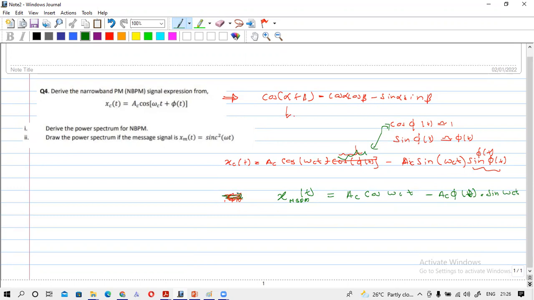So why do we use the narrowband assumption actually? Here you can see that we have a function of a function. When we are dealing with the frequency domain, it is hard to find the frequency domain signal of this kind of function. So we eliminate this function of a function term using the narrowband assumption. So now we have one function and a product of two functions. That is the advantage of this narrowband assumption.